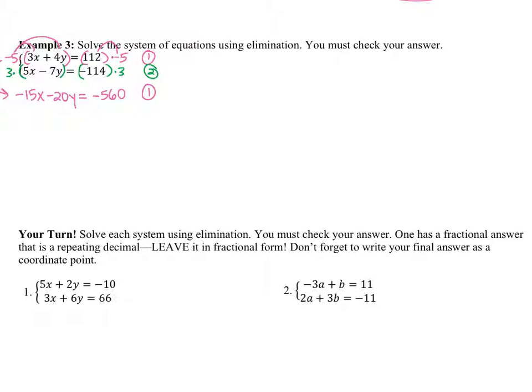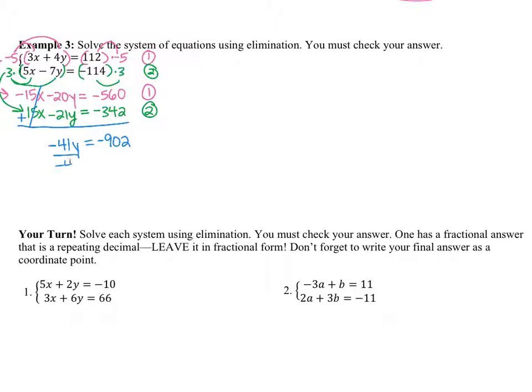So that's my new equation number 1. So that just came down here. New equation number 2, 3 times 5x is 15x. 3 times negative 7y is negative 21y equal to negative 114 times 3 is negative 342. So that's my new equation number 2. So that just came down here. All right, now when I add them together, something will eliminate. My negative 15x and my 15x added together will eliminate. Negative 20y plus a negative 21y is a negative 41y equals, and then negative 560 plus a negative 342 is negative 902.